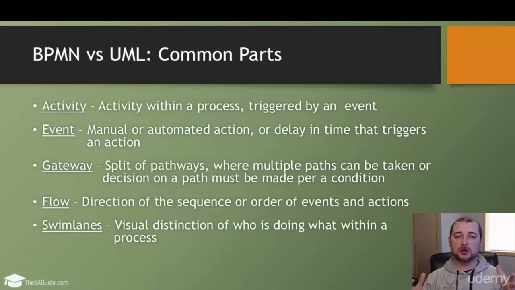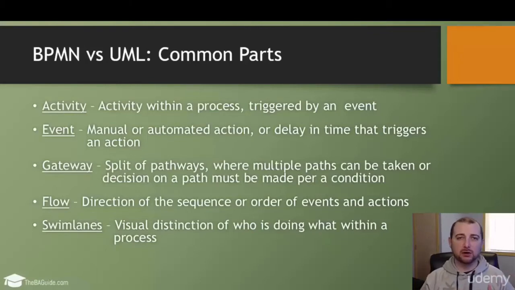The gateway is where you're splitting pathways, and you could either have this where you're going multiple paths at the same time, or where you're having to make a decision. So did the user click yes or no? That could be a decision pathway where if they click yes, you go this way. If they click no, you go this way. It's a very simple one, but they both have some sort of gateway that you can utilize.